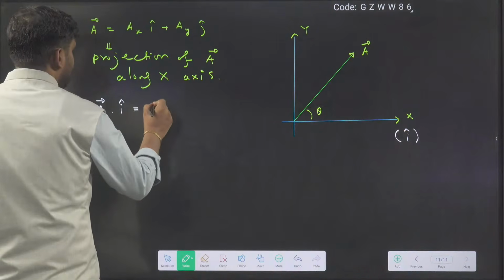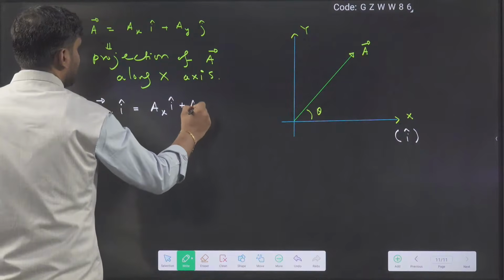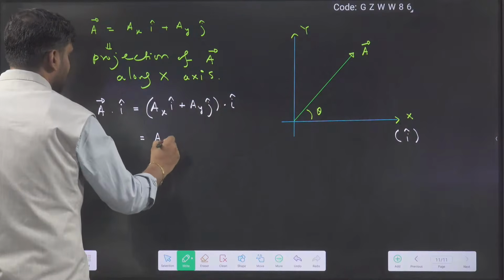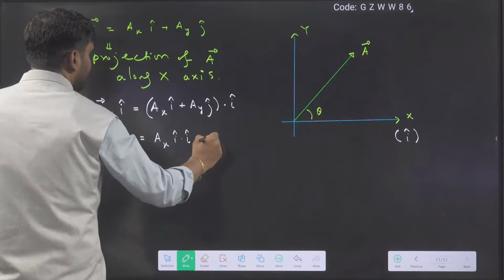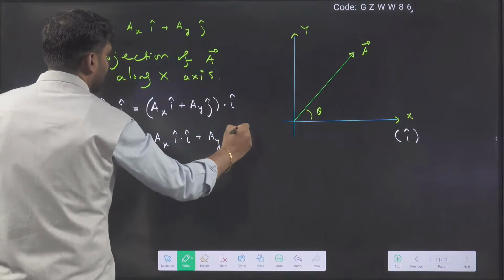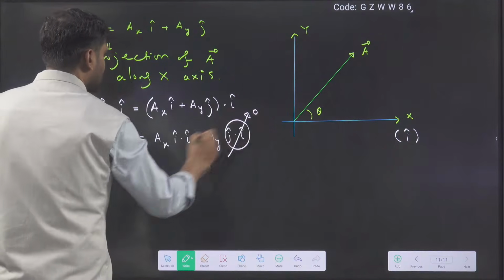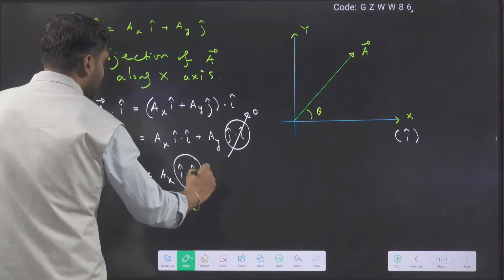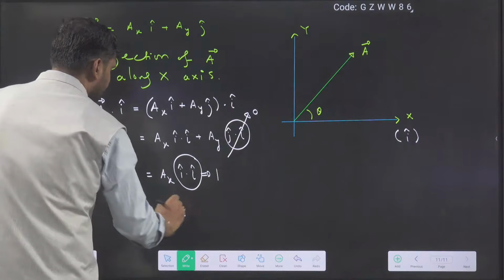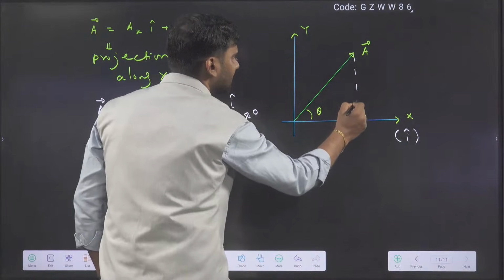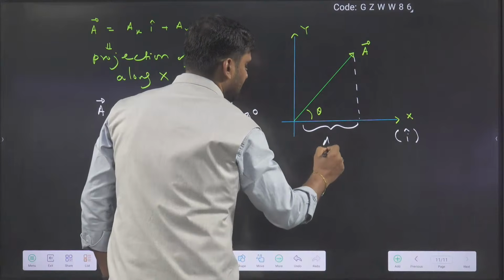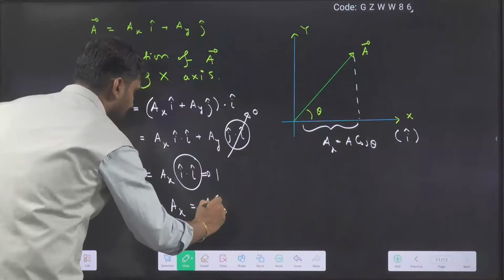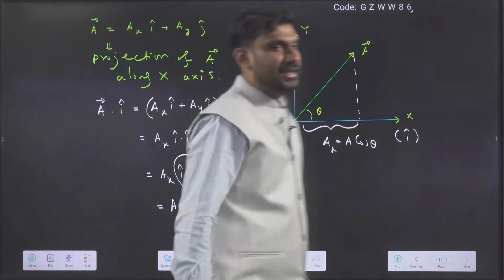A vector dot I cap means Ax I cap plus Ay j cap dot I cap. How much you are getting there? Ax I cap dot I cap plus Ay j cap dot I cap. J cap dot I cap becomes 0. How much we get? Ax I cap dot I cap. I cap dot I cap means 1. So what we are getting? Ax. What is Ax? This is Ax. How much is Ax actually? A cos theta. We got A cos theta. That's how we are getting cos theta.